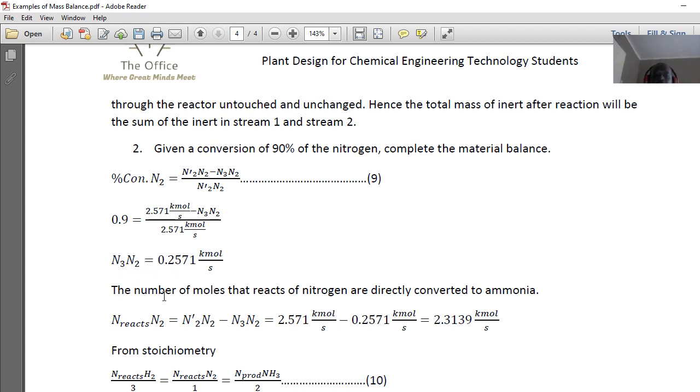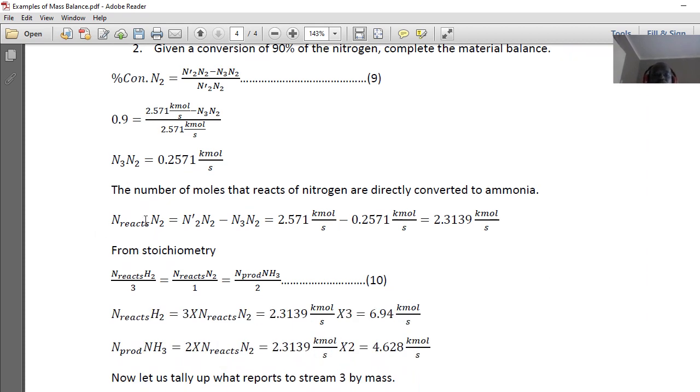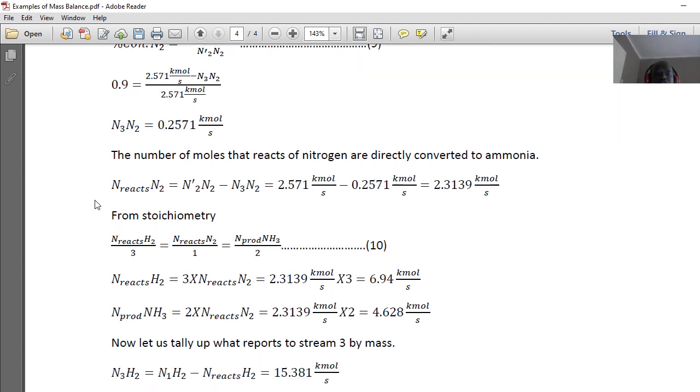Now, the number of moles of nitrogen that react are directly converted to ammonia. The way you calculate the number of moles of nitrogen that react is you take the number of moles of nitrogen that came in, in this particular case in stream 2, minus the number of moles that come out, in this case N3. That will give you the number of moles of nitrogen that react, which will be 2.3139 kilomoles per second. And then from your stoichiometry, we know that N reacts hydrogen over 3.